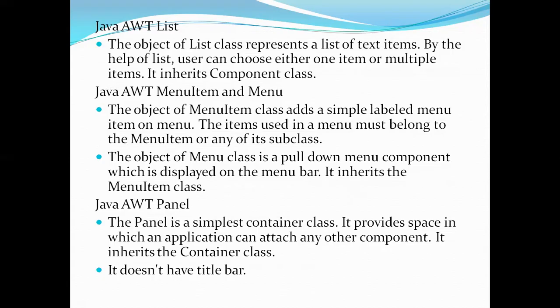The Scrollbar object is equal to new Scrollbar of direction. What are the arguments you have inside the Scrollbar? Direction, initial position, thumb width, and minimum value and maximum value. The direction represents in which order the cursor is moving in the window, that is either in the horizontal or vertical direction.